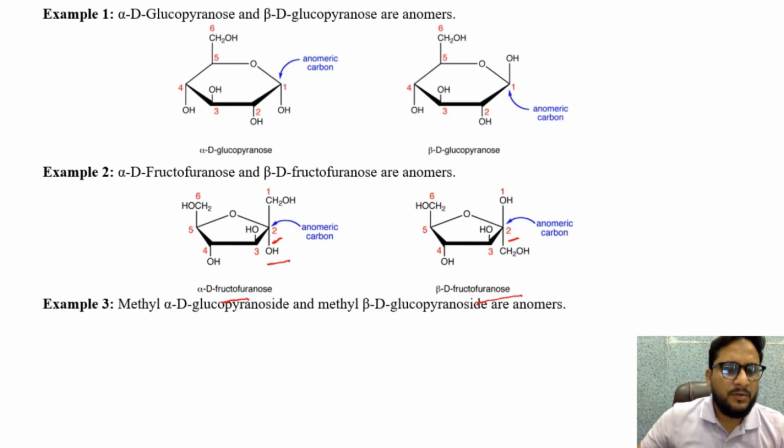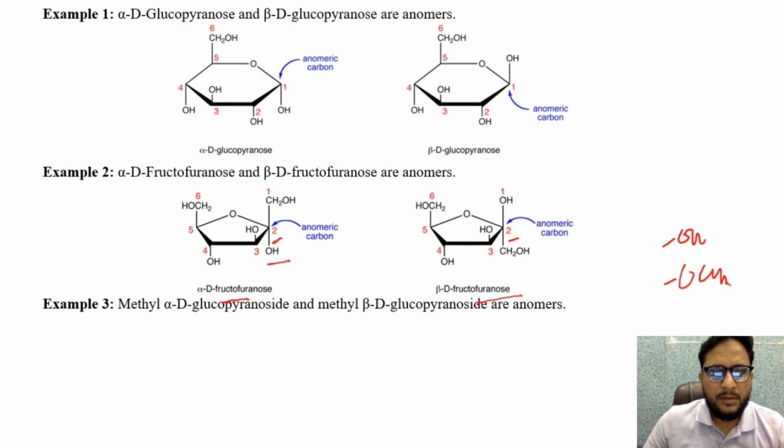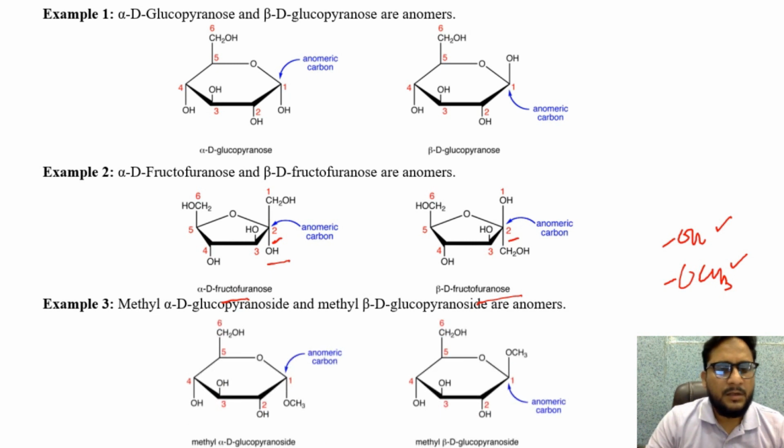Let me show you one more example of methyl alpha D glucopyranoside and methyl beta D glucopyranoside. Since it is methyl glucopyranoside, the OH of anomeric carbon is replaced with OCH3. It doesn't matter whether it is OH or OCH3, but if OH or OCH3 is downward, it is called the alpha form, and if OH or OCH3 is going upward, it is the beta form. So in this case we have OCH3 down, so this is the methyl alpha D glucopyranoside, while here we have OCH3 up, so this is the methyl beta D glucopyranoside. This is another example, and I hope the concept of anomer is now clear to you.